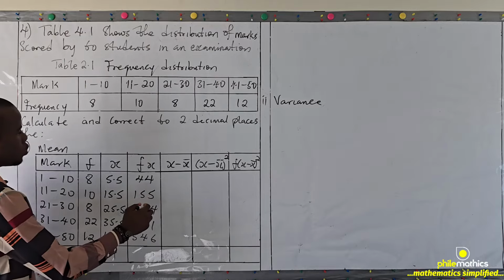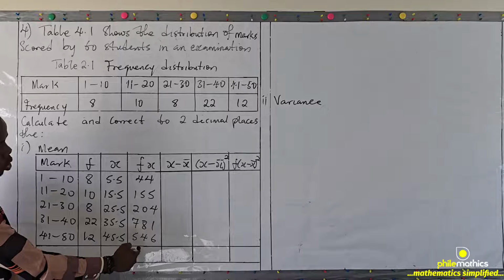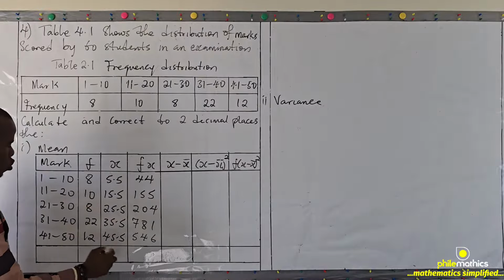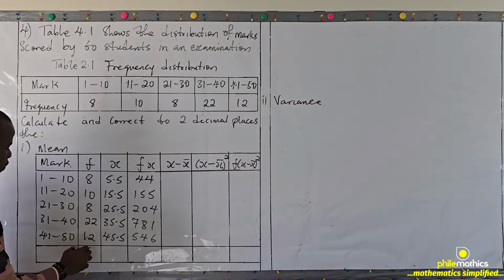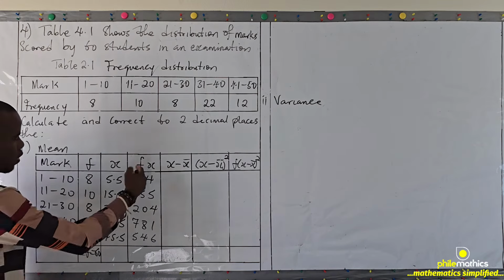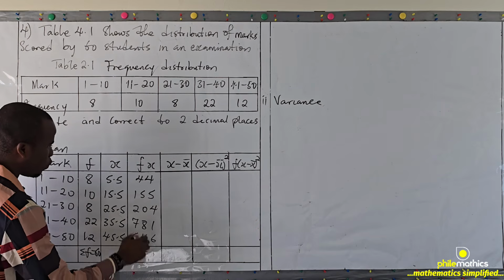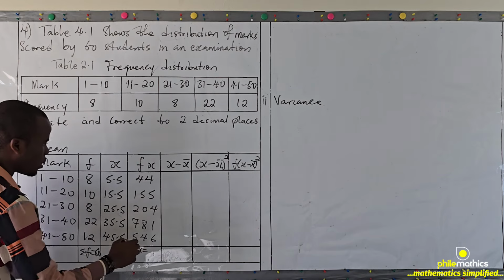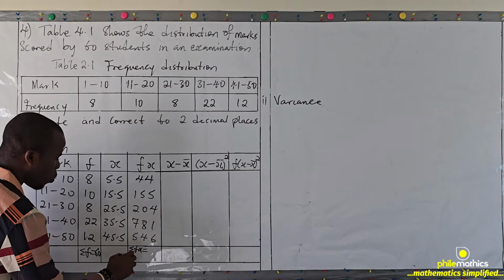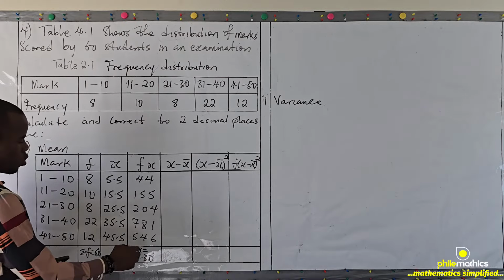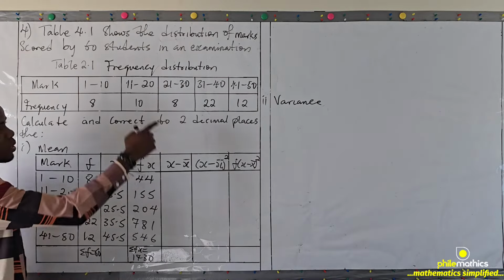So the next thing we are going to do is to look for our mean, because we need it here. So the summation of f, we already said that they are 60. So this should sum to 60. We have to sum the summation of fx. If we sum this together, we'll get 1730. And so we need to find our mean first.